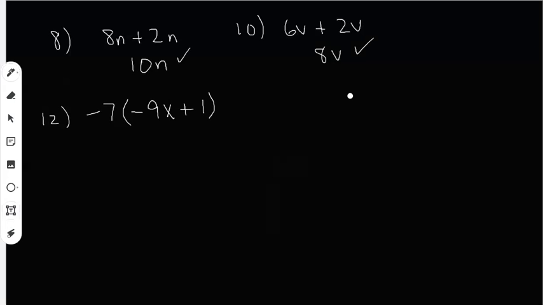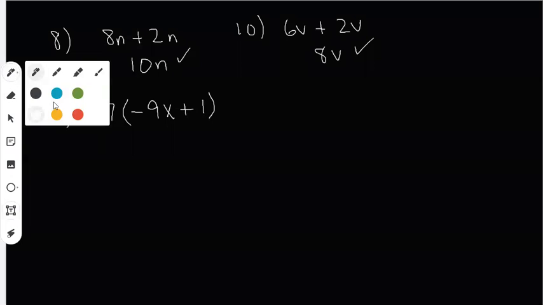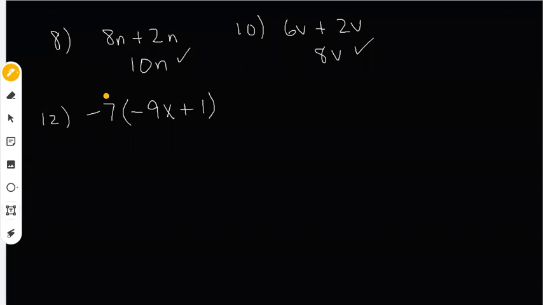So essentially, what I want to do is take everything on the inside and multiply it by what's on the outside. So I'm going to change my color to yellow and I'm going to draw some arrows. We want to multiply -7 by -9x. When we do that, we get positive 63x. So that's the first term. And now I need to multiply the -7 by the 1.